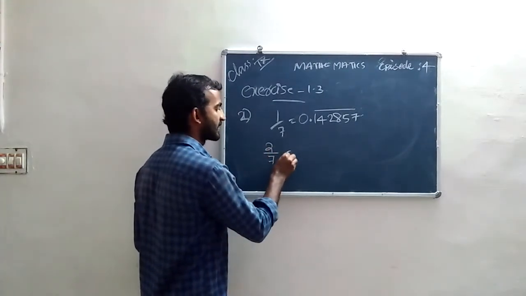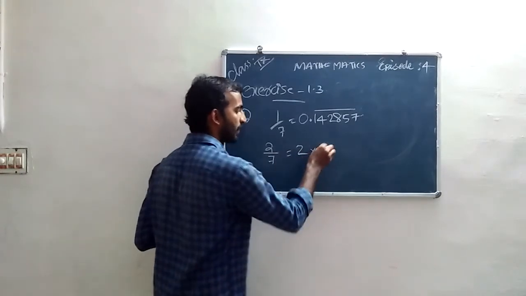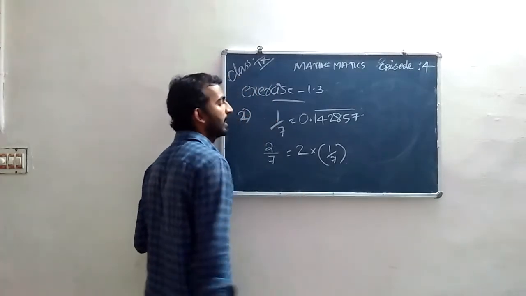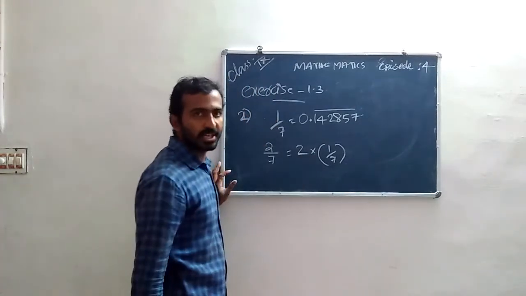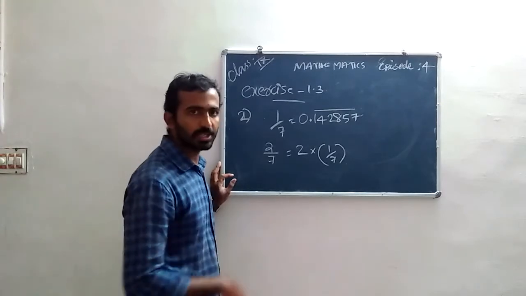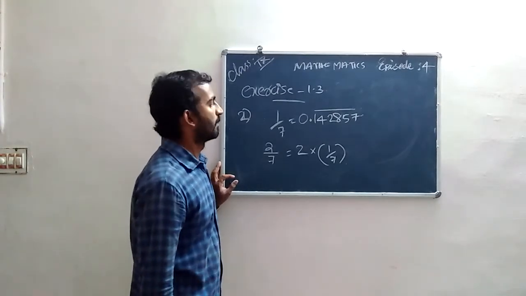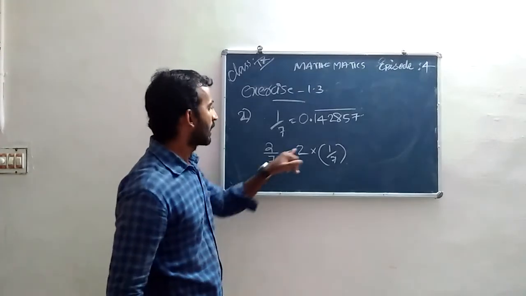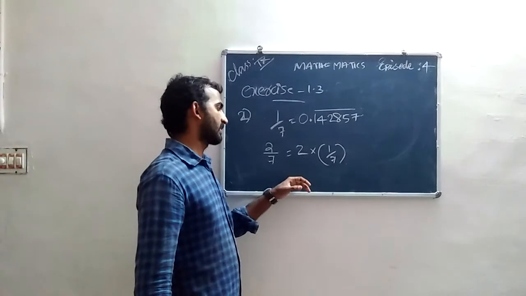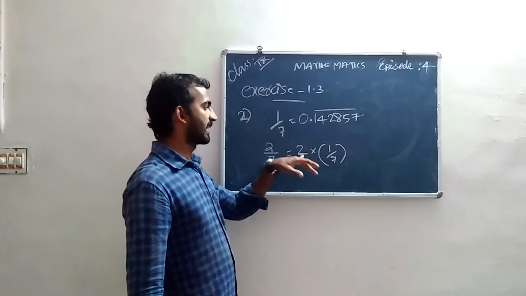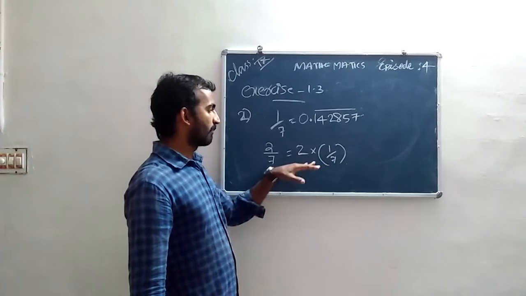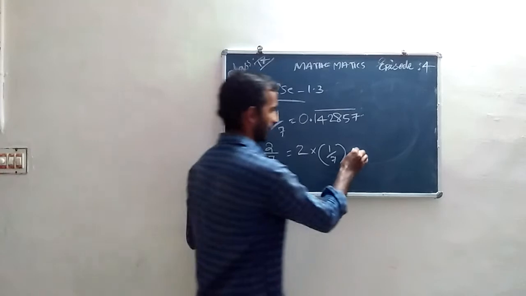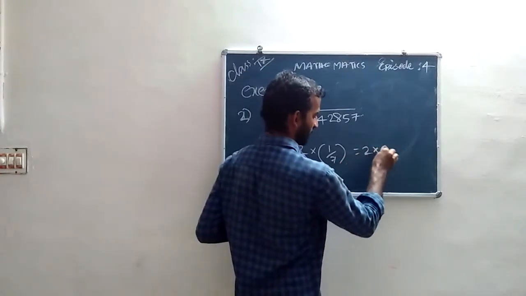The value of 2 by 7, we can write as 2 into 1 by 7. Is it right? When we multiply rational numbers, we also get a rational number. Multiplication is numerator to numerator and denominator to denominator. Here numerator is 2 and denominator is 1, and when we multiply, we get 2 into 1 by 1 into 7, that is 2 by 7.